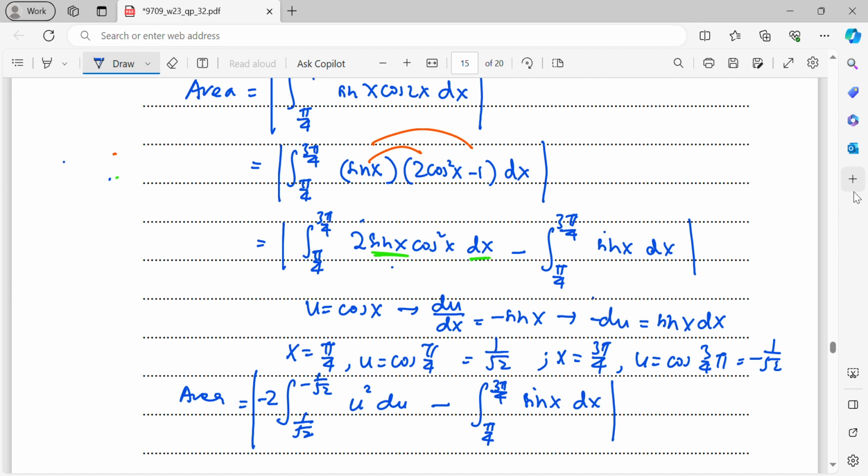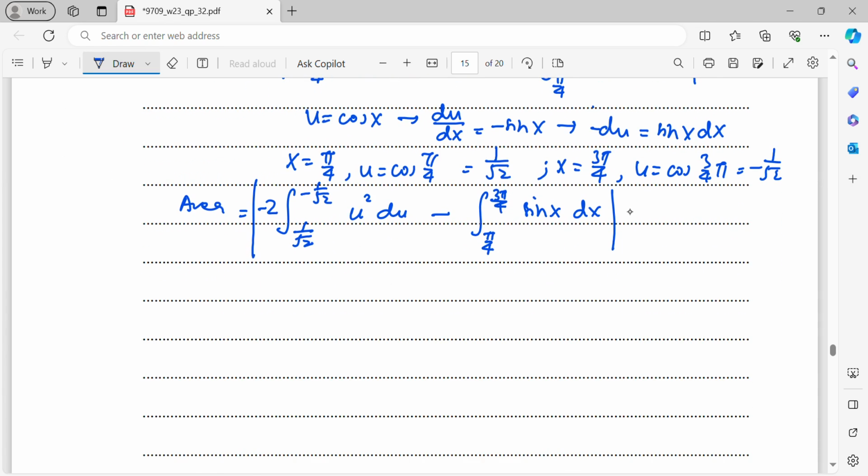Okay, so next step, just integrate directly. Minus 2, then this is u cubed over 3, with limits 1 over root 2 to negative 1 over root 2. Minus the integral of sine, which is actually negative cos. So I will just write plus cos here, because you are integrating negative sine. Therefore, it is plus cos x. So these are the two limits.